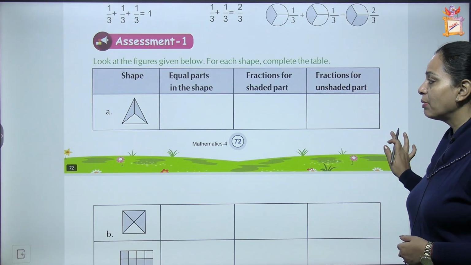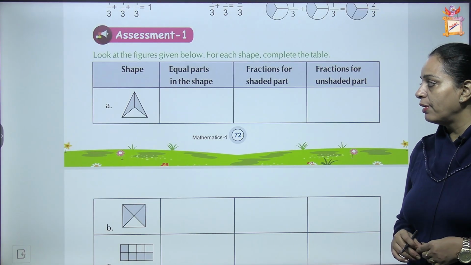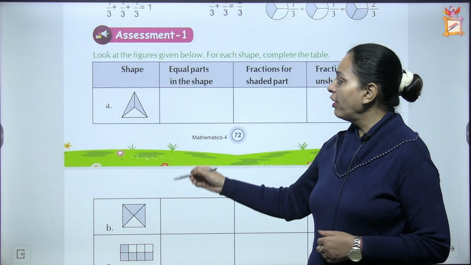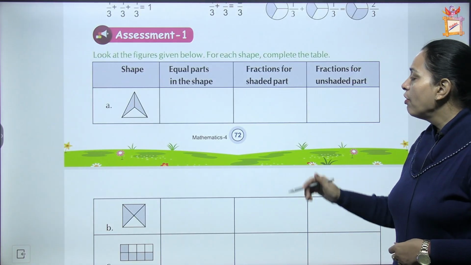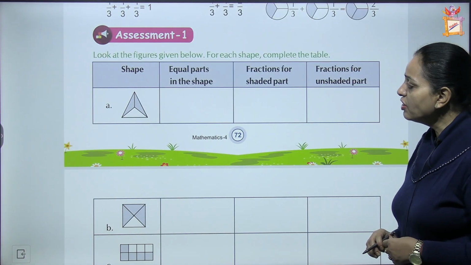Now come to assessment 1. Look at the figures given below. For each shape, complete the table. So here, shapes are given, equal parts in the shape, fraction for the shaded part and fraction for the unshaded part.